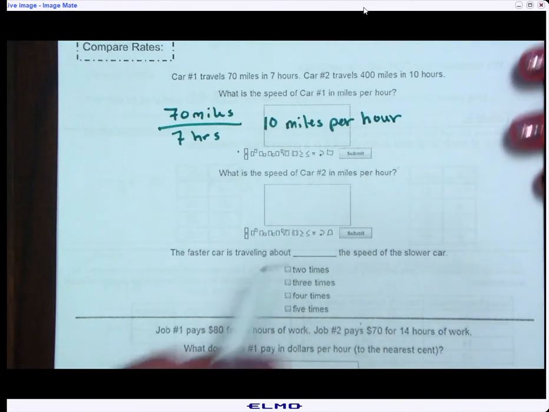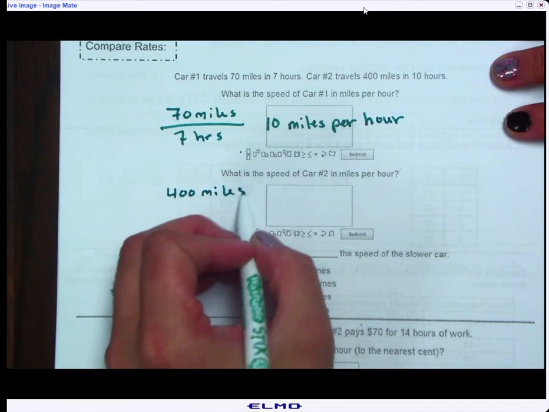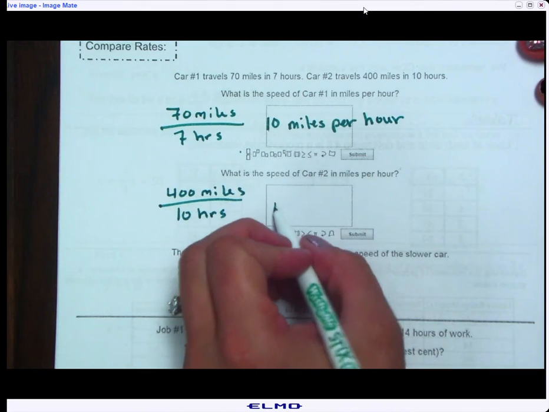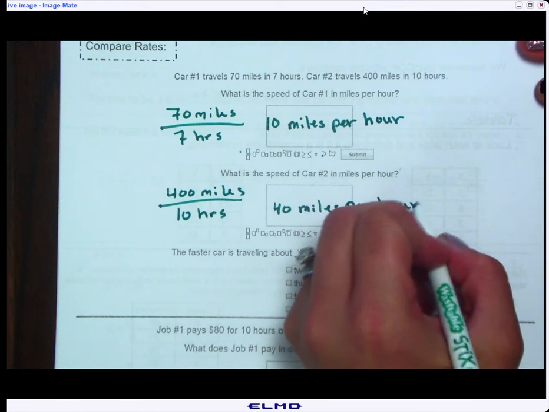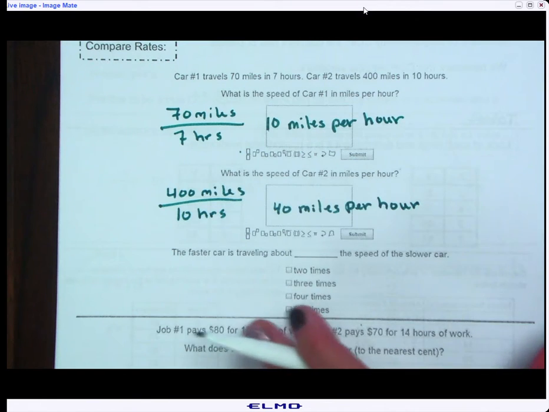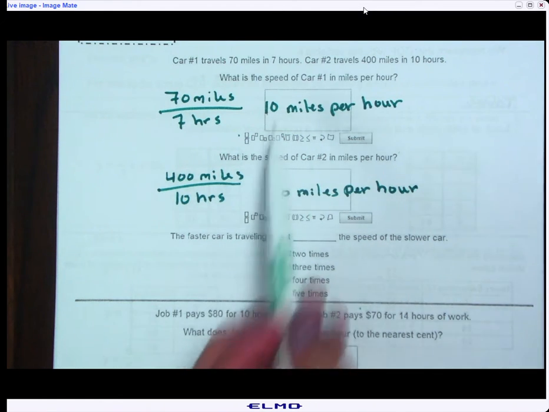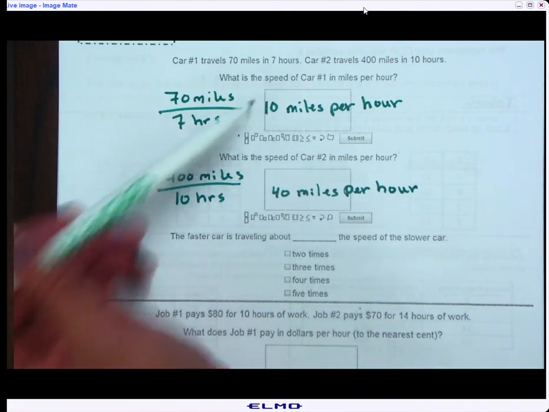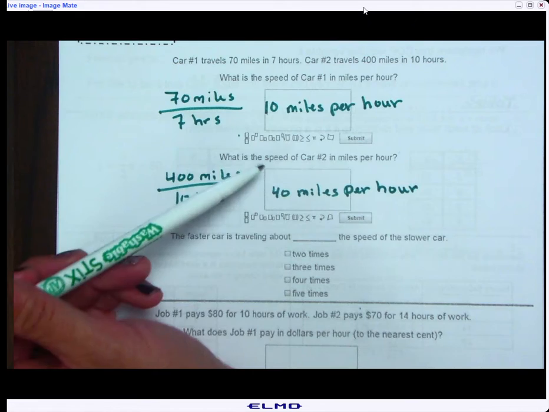All right, so then the second part, car 2, that's 400 miles in 10 hours. So 400 divided by 10, that's 40 miles per hour. And then for the comparison down below, the faster car is traveling about blank the speed of the slower car. So I'm looking at the faster car because since it's down to 1 hour, I can really compare them. This one's only going 10 miles an hour. This one's going 40 miles an hour. This is the faster car. And I look at the 10 and 40.